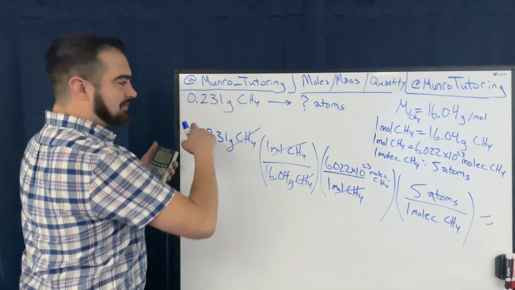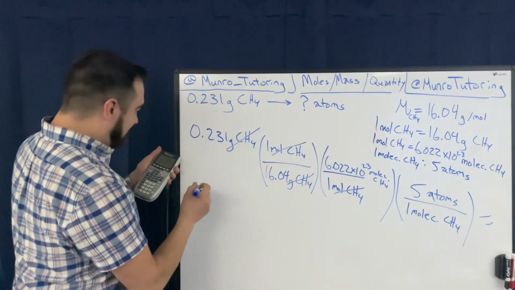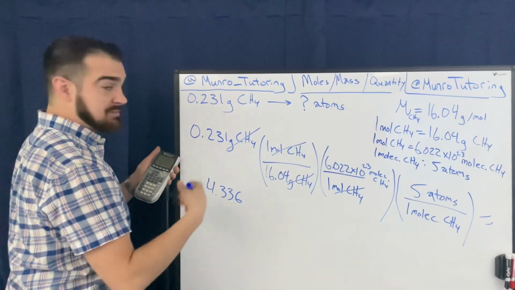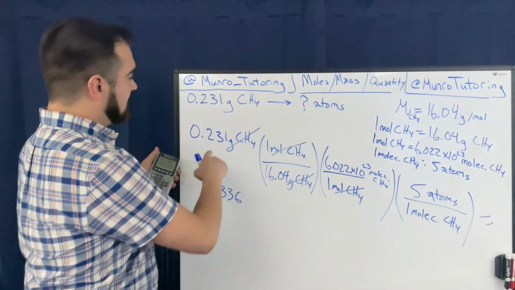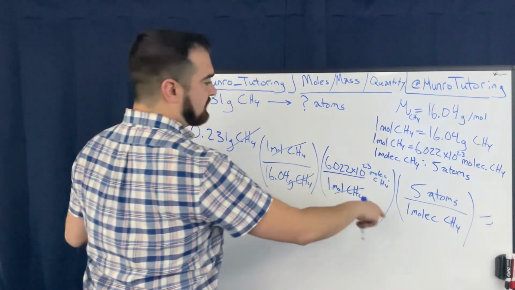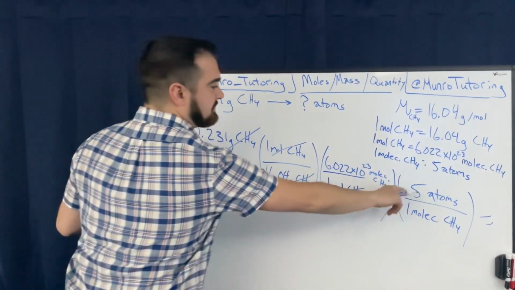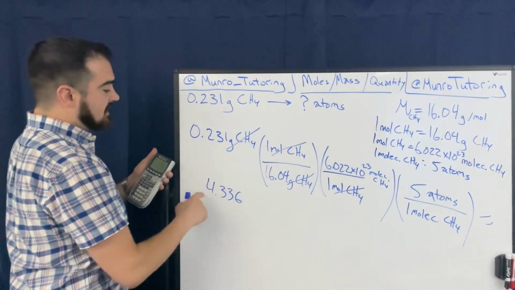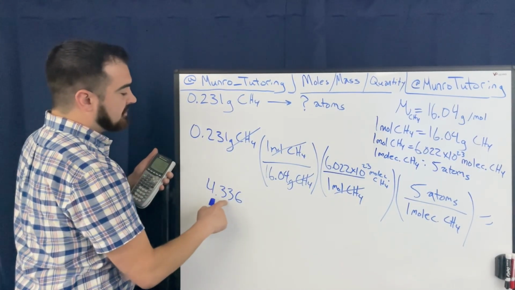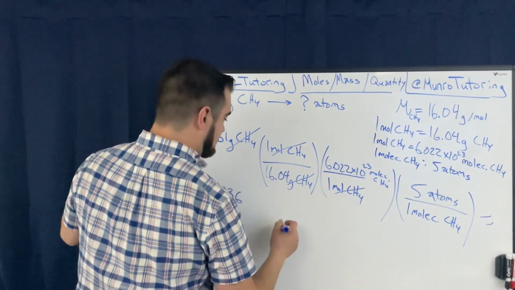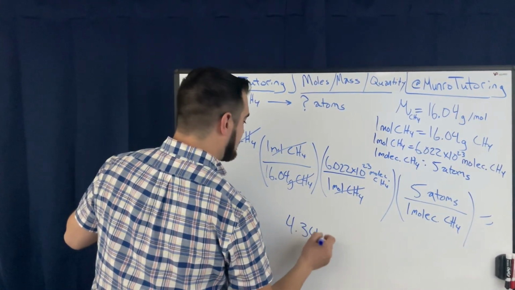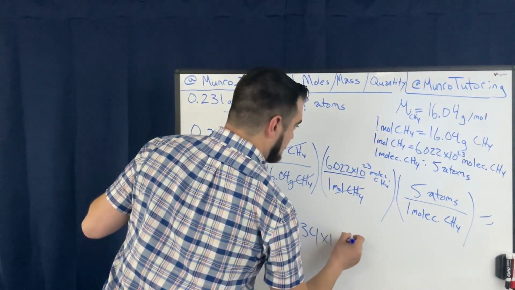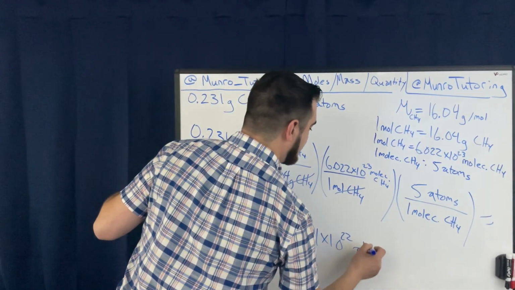We have 4.336, and there's more digits, times 10 to the 22nd. Let's look at this real quick. That has 3 sig figs, that's 4, that's 4. This is an infinitely precise number because it's just 5 atoms in 1 molecule, so that doesn't count. So we're going to have 3 sig figs. I'm going to round this over to 4.34. That's going to be 4.34 times 10 to the 22nd, and that, in atoms, is our final answer.